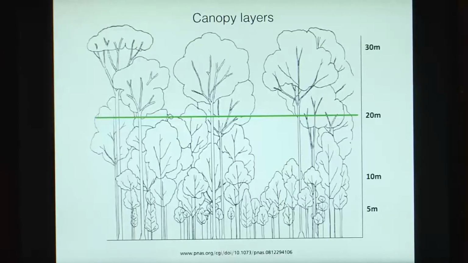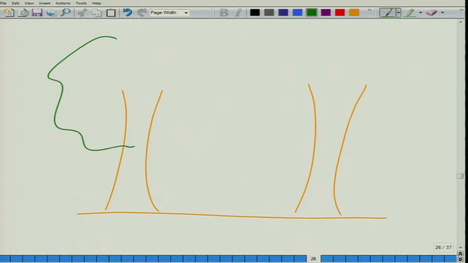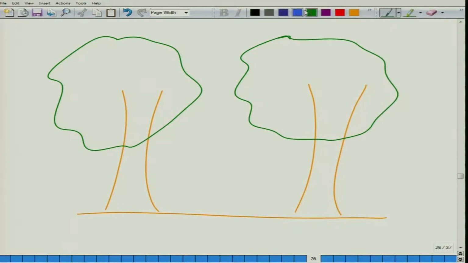Now, in a canopy we can also look at canopy layers. What happens in the case of forests is that you not only have large trees. So, here are some large trees. Then you might also be having some species that are thriving here.